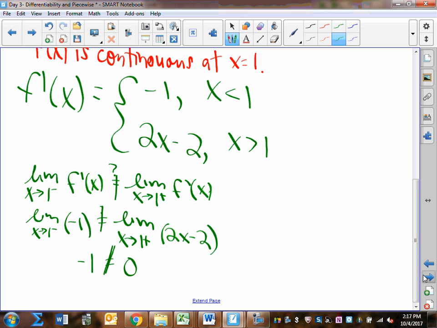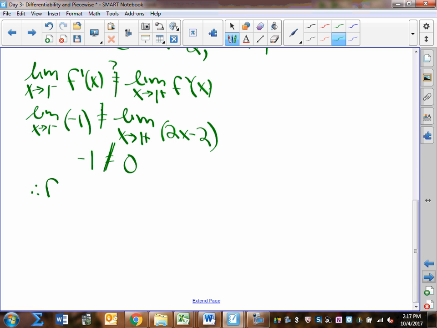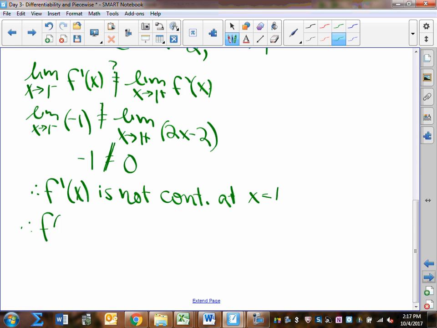So we have then my derivative is not continuous at x equal to 1. So from there, I'm going to say my original function is not differentiable at x equal to 1. Okay, because we were checking to see if my original function is differentiable. In order for that to be the case, the original function must be continuous and my derivative must be continuous.